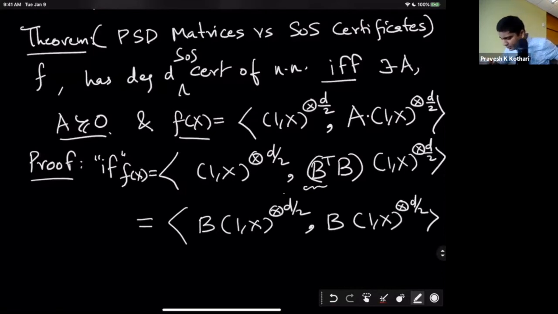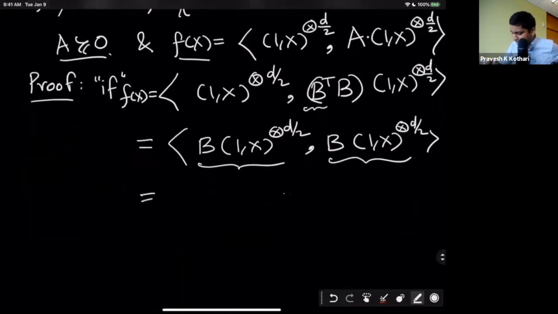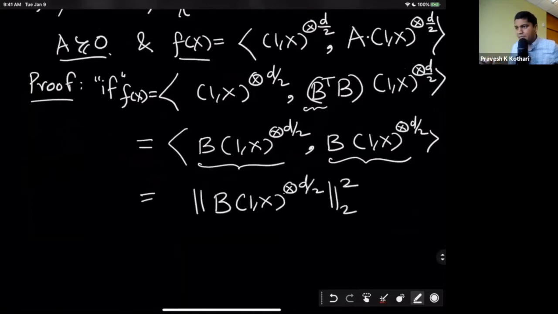And if you look at this, this is some vector. It's B applied to some vector. The same vector appears on the right hand side. So this is the inner product of a vector with itself. If you remember, this is actually equal to the square of its L2 norm. So this basically equals the L2 norm squared of B (1, x)^(⊗d/2). Good. So we've just arrived at this representation of this f.